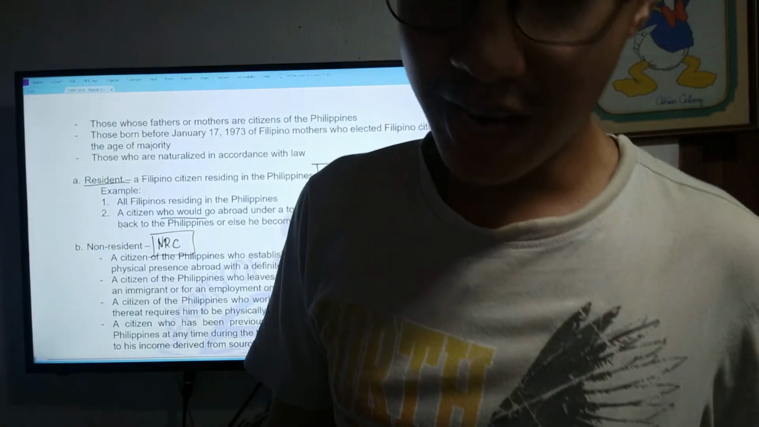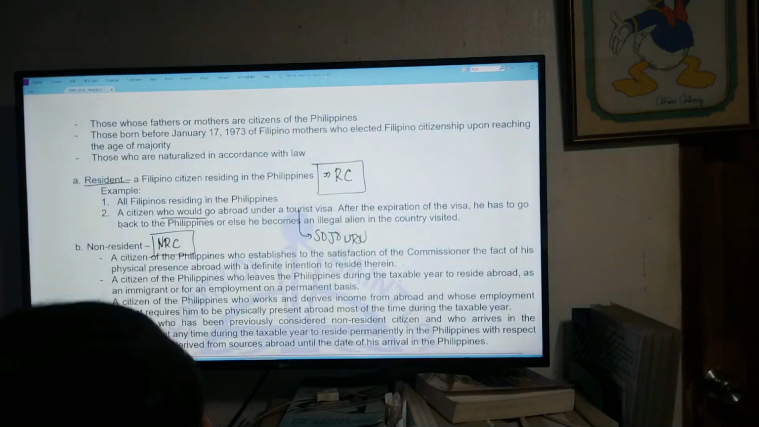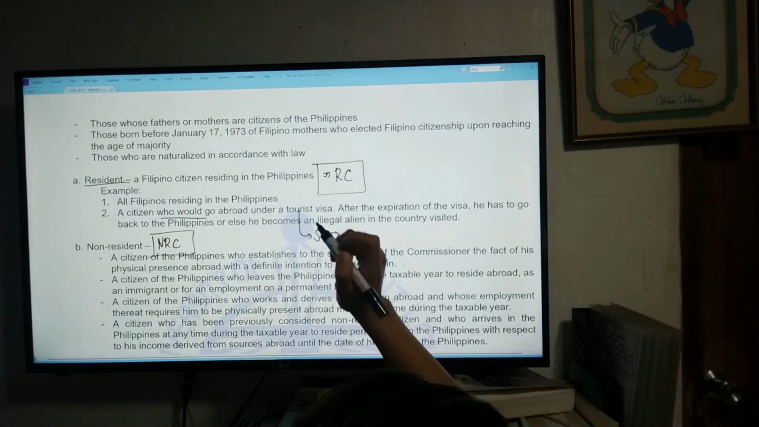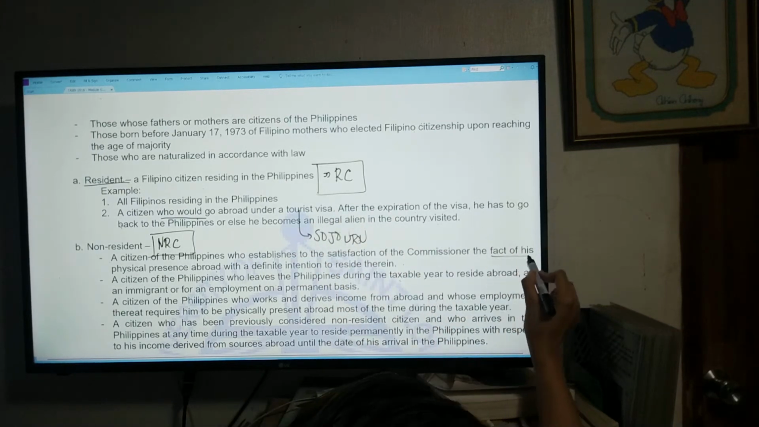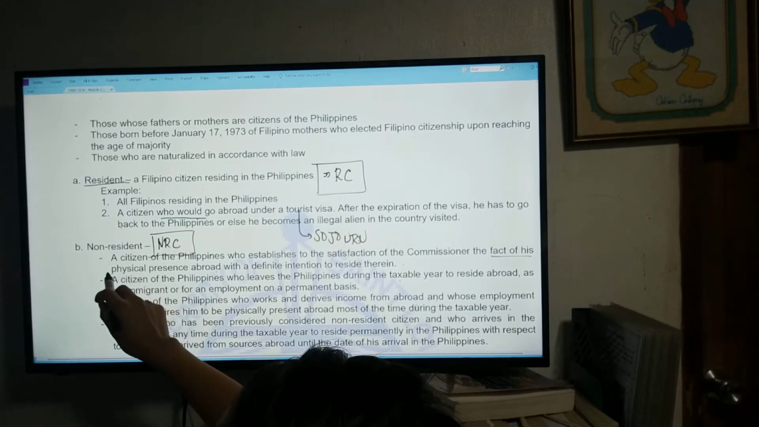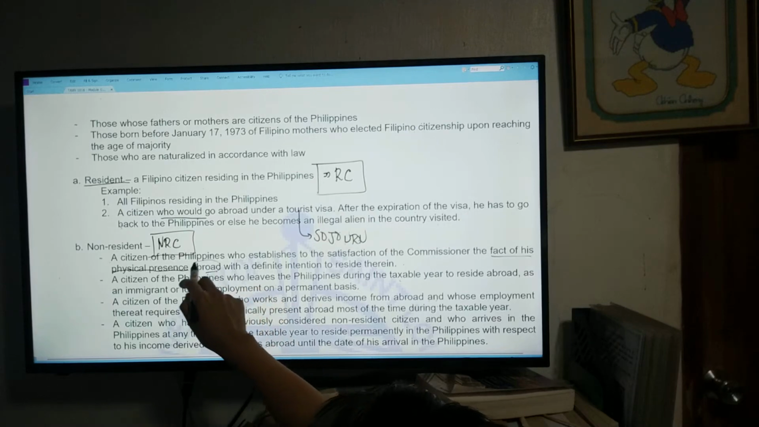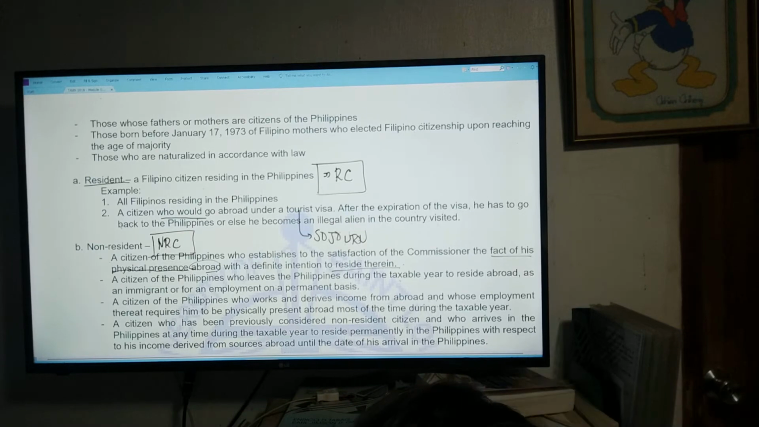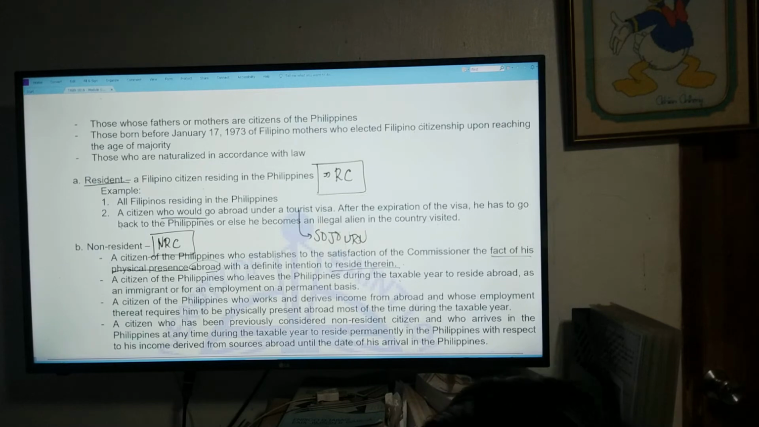Mga ading, kapag ho sinabi nating non-resident citizen, it is a citizen of the Philippines who establishes to the satisfaction the fact that he is to physically reside abroad with the definite intention to reside there. So basically, hindi ka lang talaga pumunta doon just to become a tourist, but you really have the intention to stay there for a long period of time.